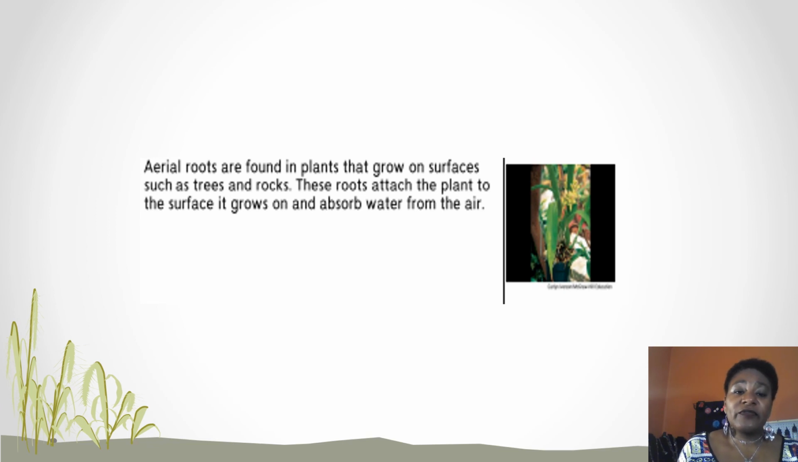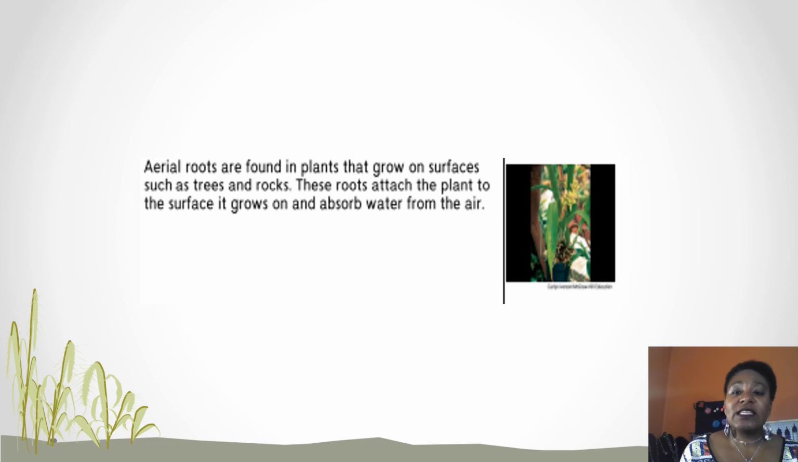Let's take a look at some different types of roots. The first root is called an aerial root. Aerial roots are found in plants that grow on surfaces such as trees and rocks. These roots attach the plant to the surface it grows on and absorb water from the air.